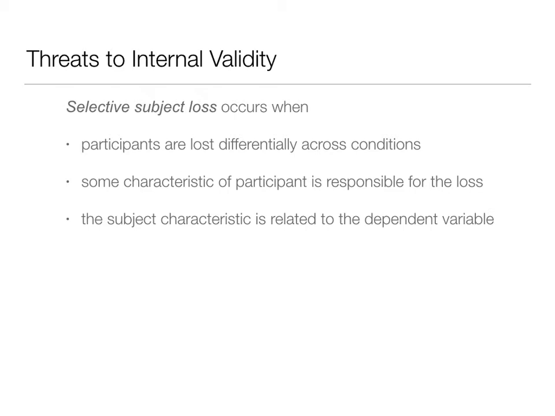Maybe the people weren't exercising a lot because they had higher depression scores to begin with. Maybe that's why they dropped out. They were depressed. They didn't want to exercise. Well, it's going to look like exercise fixes depression. Well, no, all of our depressed people dropped out. So especially when this subject characteristic is related to the dependent variable, it's a huge threat to internal validity, this attrition, the selective subject loss.